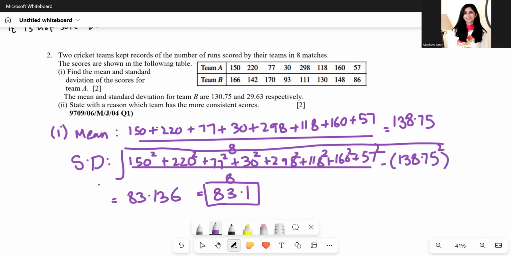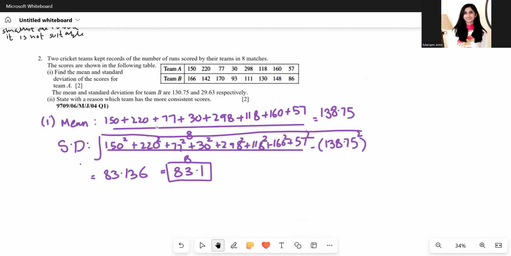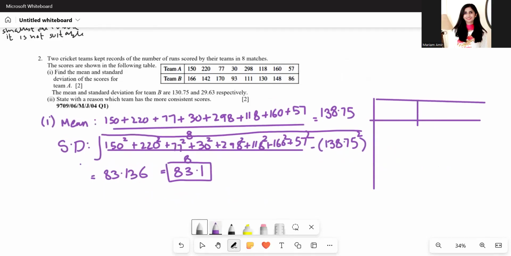Part 2. Before that, it says the mean and the standard deviation of team B are 130.75 and 29.63 respectively. State with a reason which team has more consistent score. Okay. So this is a very easy concept, but I want to give a recap of this concept. So we have team A and team B.